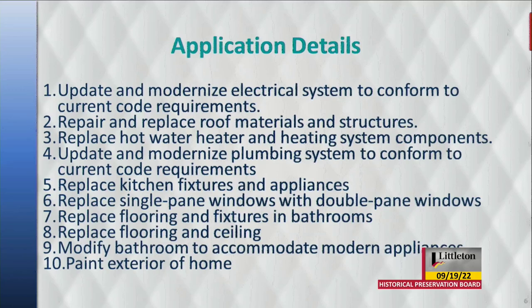So the scope of work includes a number of different projects within. This is a fairly substantial rehabilitation project. And here you can see the list of 10 items here. And just to quickly go over it, we're looking at modernizing the electrical system, roof materials, replacing of hot water heater and heating systems, modernizing the plumbing system, replacing kitchen fixtures and appliances, replace single pane windows with double pane windows, and replace flooring and fixture in bathrooms, and then replace the flooring in the ceiling, modify the bathroom to accommodate modern appliances, and then the exterior of the home was painted. And we'll go through some pictures that show, rather, before and after pictures.